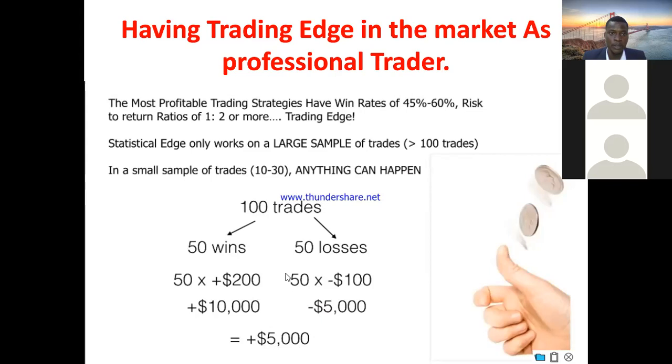Your trades still give you a profit of 5,000 because you put the edge on your side. You use the risk to reward of 1 to 2. That's why most traders will ask you to pick a setup that has a risk to reward of 1 to 2 or 1 to 1.5. It should be bigger. Don't risk the same amount. You are risking 1 to gain 2. So that's where the statistical edge comes into play.